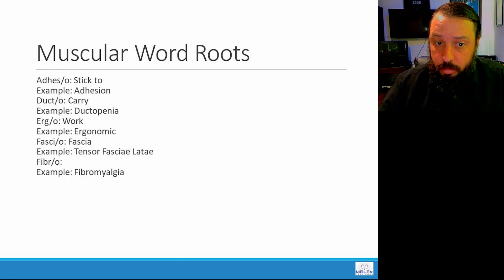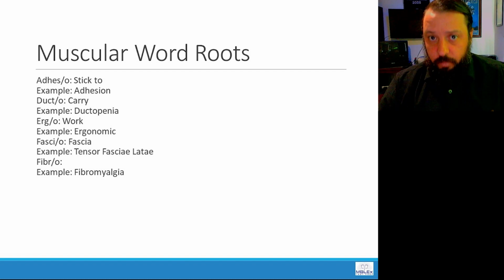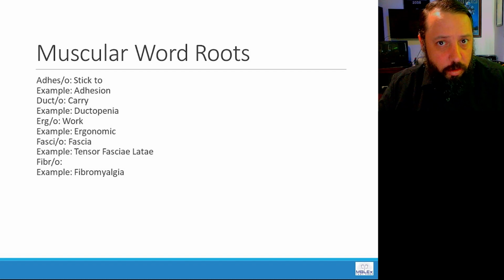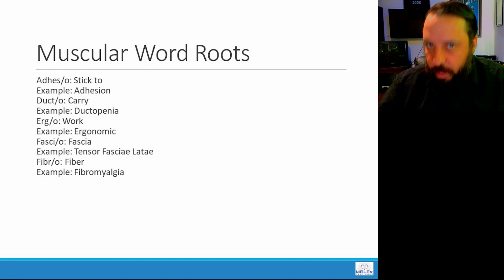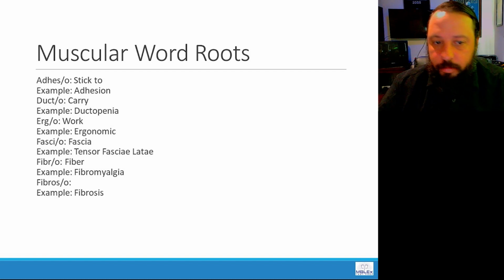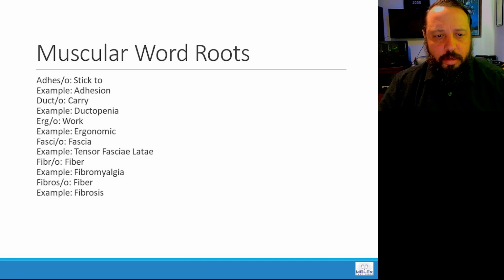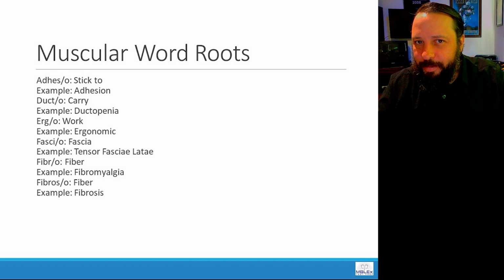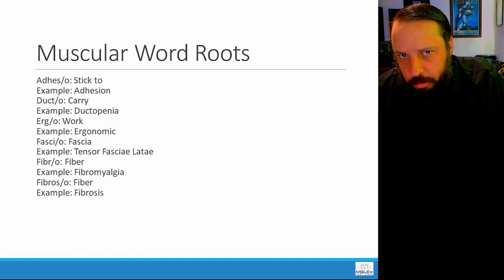Fibro. What does fibro mean? Fibromyalgia. Fibrosis. What is a fibrosis? Fibrosis is a condition where you are developing fibers in a certain part of the body. And these fibers are typically not supposed to be there. Okay, so fibro means fiber. Fibroso, again, fiber, kind of the same thing. A little repetitive there. Maybe I should change that at some point.